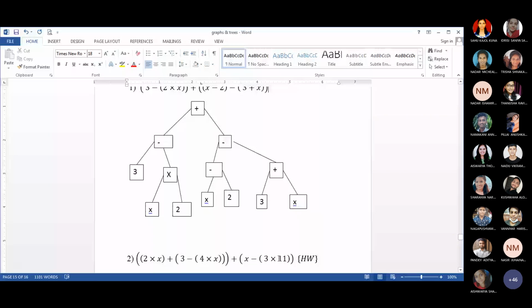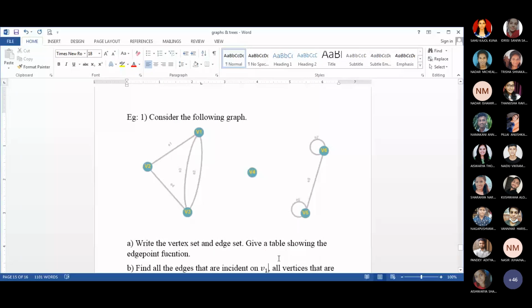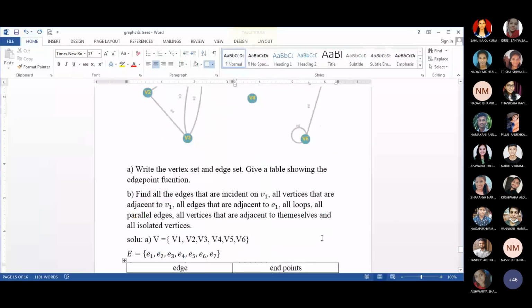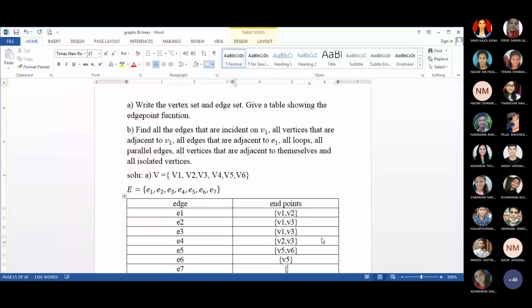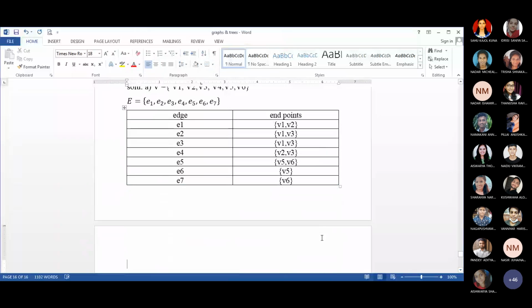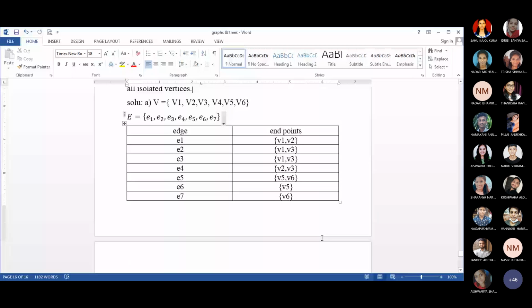Sorry, A diagram. V5 na? E6 is a loop on V5. तो हम लोग खाली V5 लिखेगा. E7 is basically a loop on V6. So this is what is the table. ठीक है? This table is clear? Yes, sir. Okay, so ये हो गया मेरा first part.